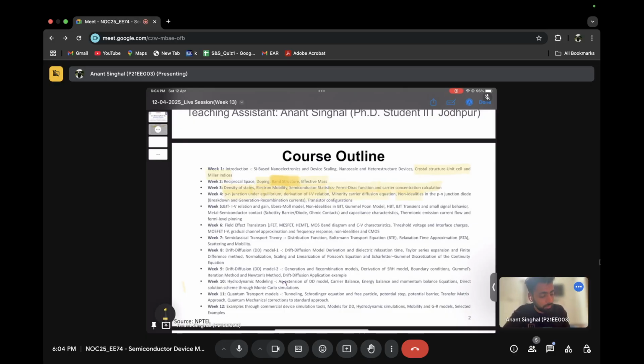And then see, BJT is not very popular currently because BJT is a high area consuming device because of its structure. So most of the main course that has been taught is out of the MOS structures. MOS is metal oxide semiconductors.